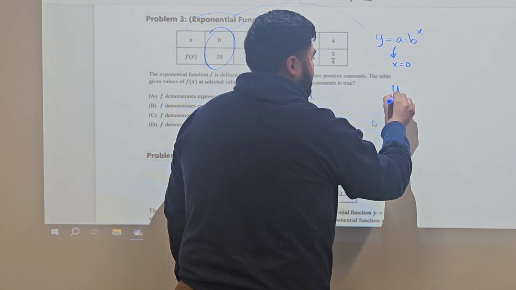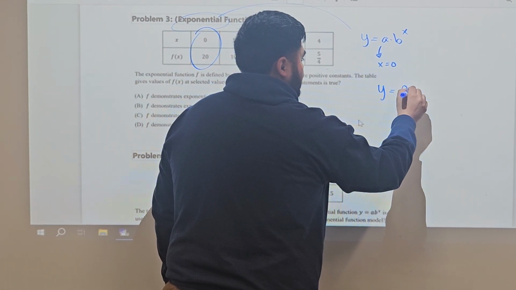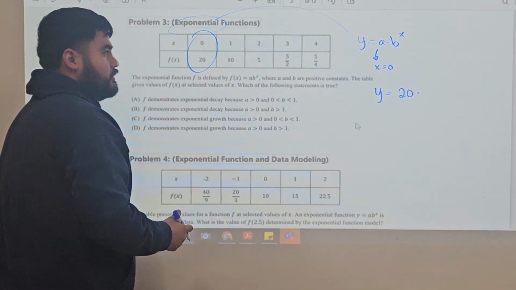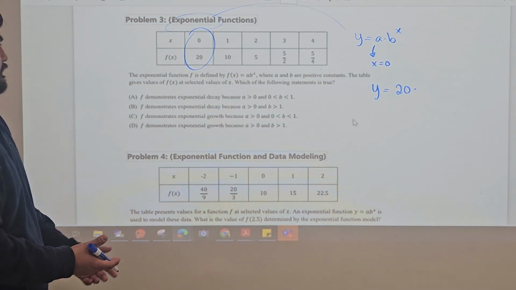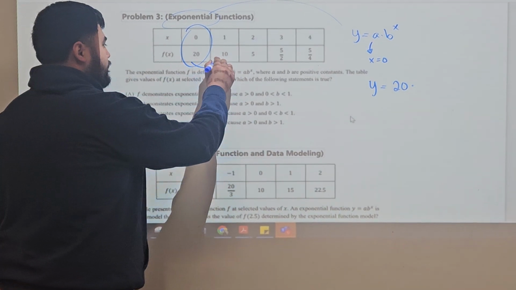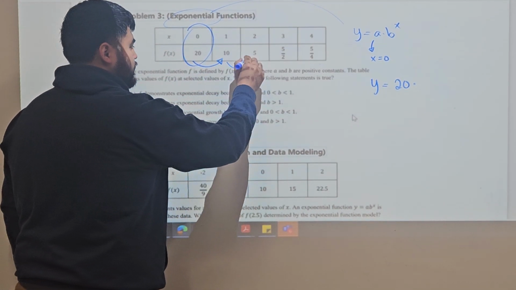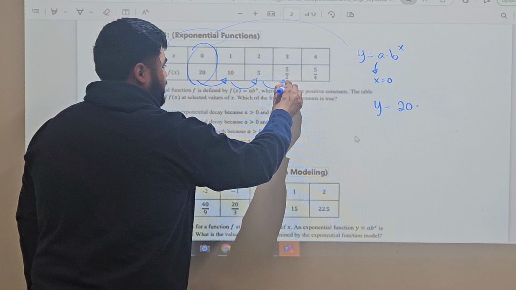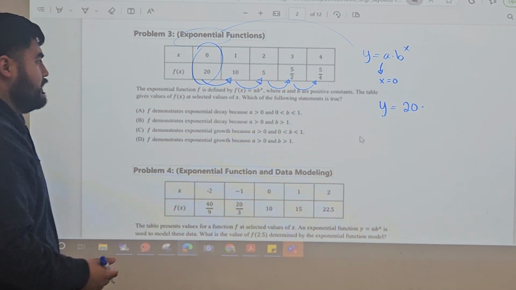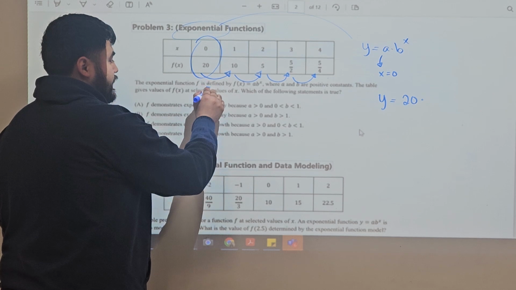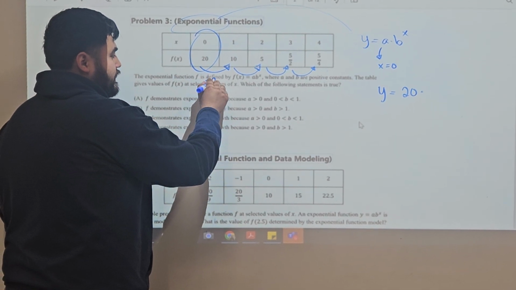So I have y equals 20 times, so what's happening? What's happening to my b is telling me, is it increasing or decreasing? So I start from 20, I go to 10, and so forth. Obviously, I'm decreasing. So what am I decreasing by? You would assume, and you'll say, hey, from 20 to 10, obviously you're dividing by 2.